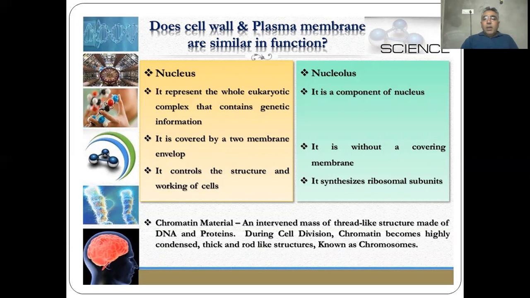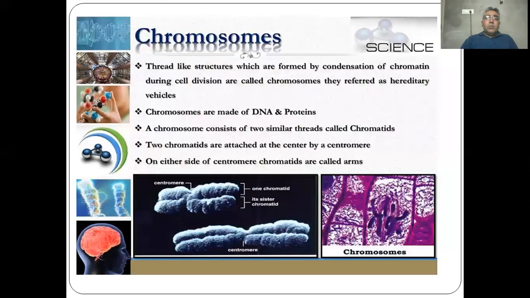Nucleolus is a component of the nucleus. The nucleus is covered by a two membrane envelope. The nucleolus is without a covering membrane. The nucleus controls the structure and working of the cell. The nucleolus synthesizes ribosomal subunits. Chromatin material is an entangled mass of thread-like structure made up of DNA and proteins. During cell division, chromatin becomes highly condensed, thick, and rod-like structures known as chromosomes.